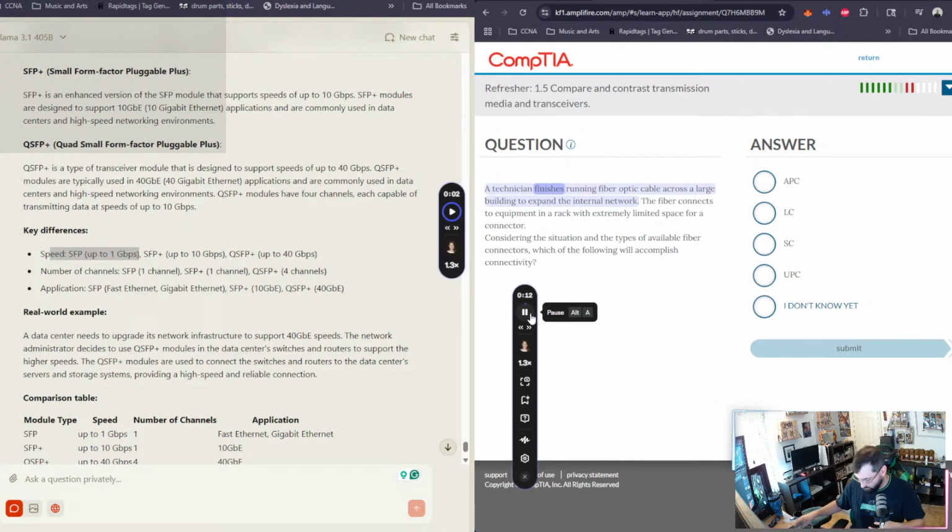A technician finishes running fiber optic cable across a large building to expand the internal network. The fiber connects to equipment in a rack with extremely limited space for a connector. Considering the situation and the types of available fiber connectors, which of the following will accomplish connectivity?